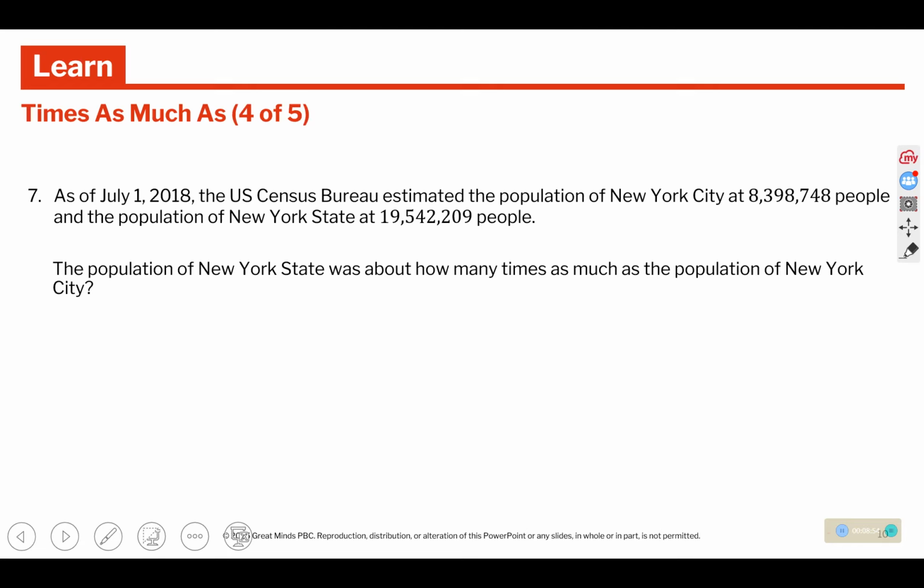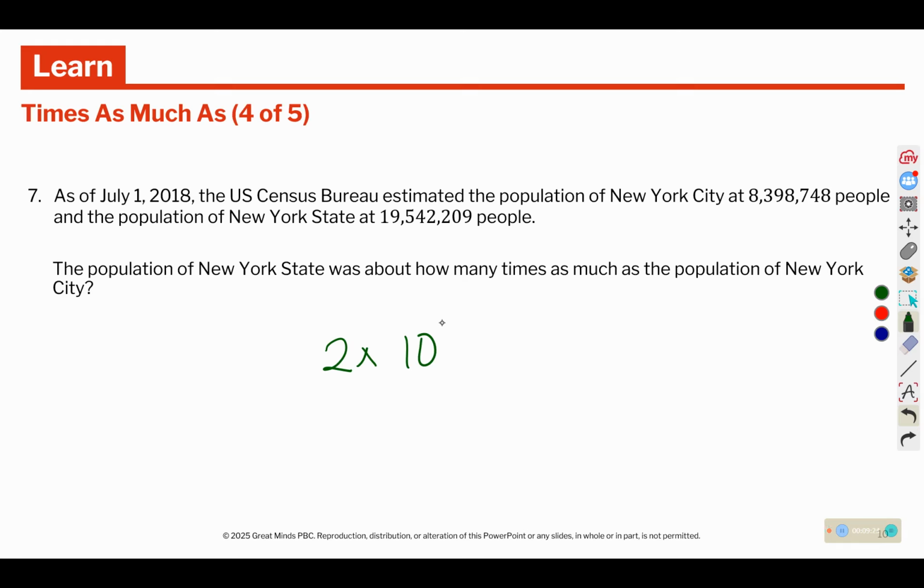As of July 1st, 2018, the U.S. Census Bureau estimated the population of New York City to be about 8,398,748 people, and the population of New York State at 19,542,209 people. The population of New York State was about how many times as much as the population of New York City? So this 19 is approximately 20 million, which would be 2 times 10 to the 7th power.